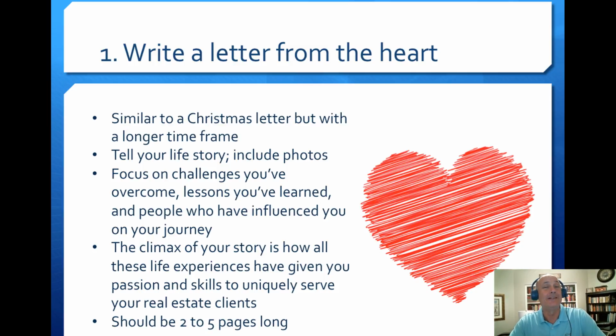You're going to go back to the very beginning, that log cabin in the woods where you were born. You're going to talk about that 5-mile walk to school in the snow, uphill both ways. You're going to tell your life story. Not every silly detail, but you're going to select certain events that were pivotal in creating your values and causing you to be the person that you are today. Focus on challenges that you've overcome, lessons you've learned, and people who have influenced you on your journey.